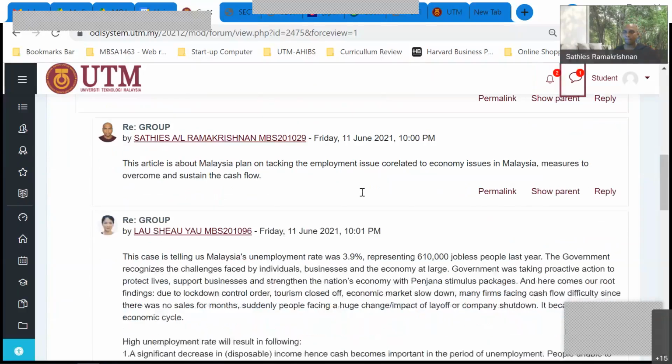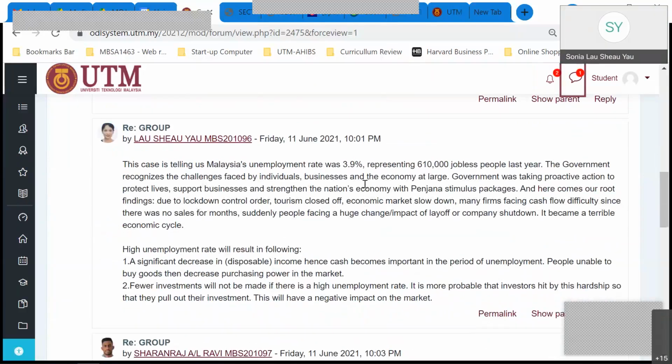Yes, so the case is telling us the Malaysia unemployment rate reached 3.9%, higher than last year, and the root findings are due to the lockdown control order, the tourism close-off, and economic market slowdown. So we are facing many firms with cash flow difficulty, since there were no sales for months, and suddenly people are facing a huge change and being laid off, and even some companies are facing shutdown. So it becomes a terrible economic cycle.